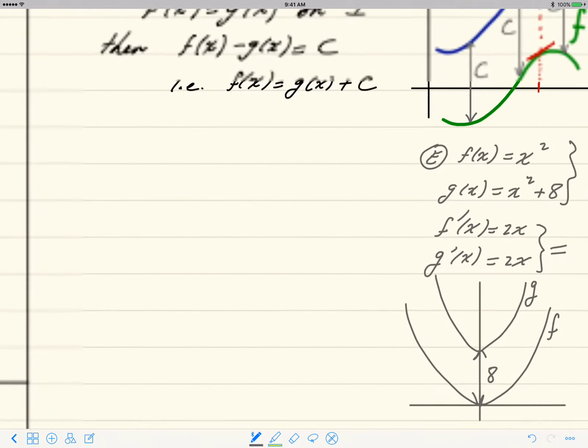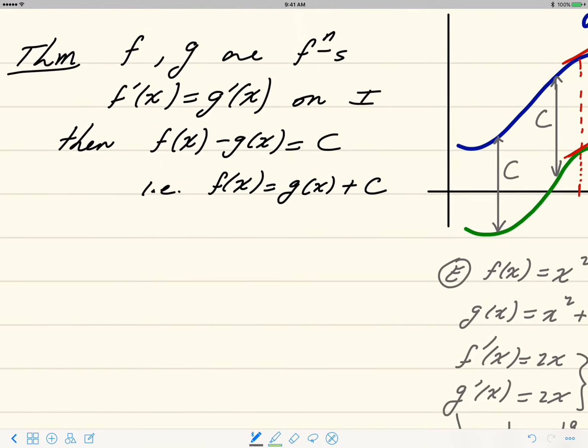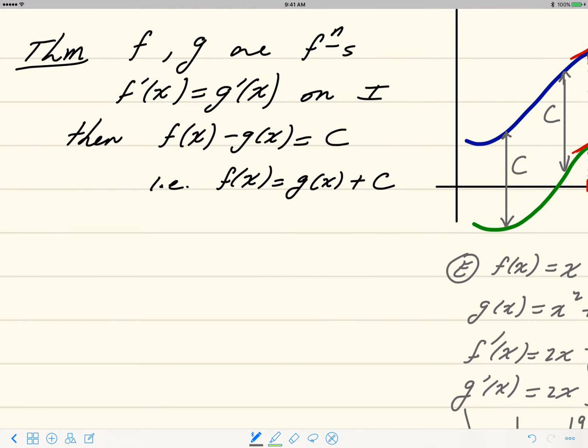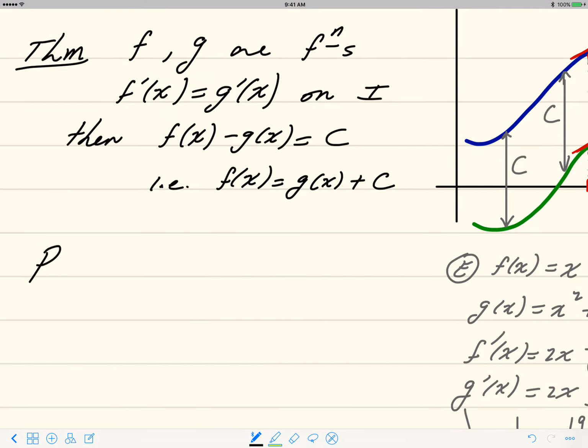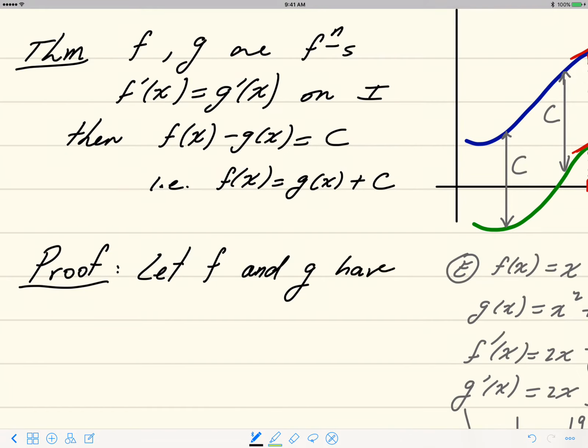Okay? But let's see what the mean value theorem says about how to prove this. Well, actually, we can bypass the mean value theorem. The proof of this depends on the previous theorem. So let's say f and g have equal derivatives.